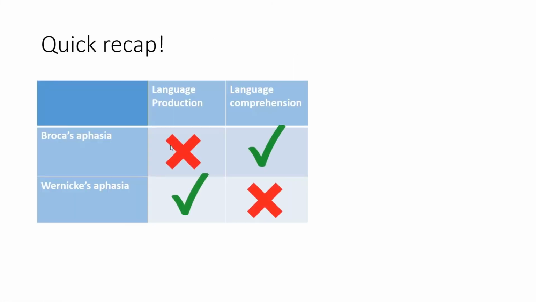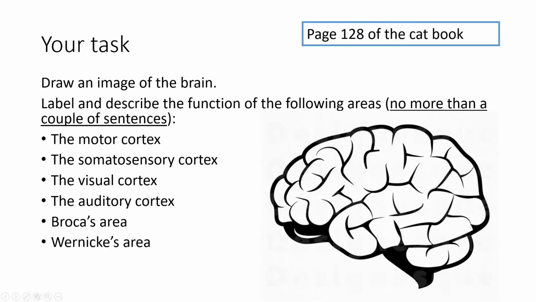So just to recap, Broca's aphasia is issues with language production, but solid understanding of the meanings behind language. Contrast that with Wernicke's aphasia, where you have very smooth, easy language production, but difficulties with understanding the meaning, so difficulty with language comprehension. So what I'd like you to do is draw an image of the brain and then label and describe the function of the areas we've looked at today.